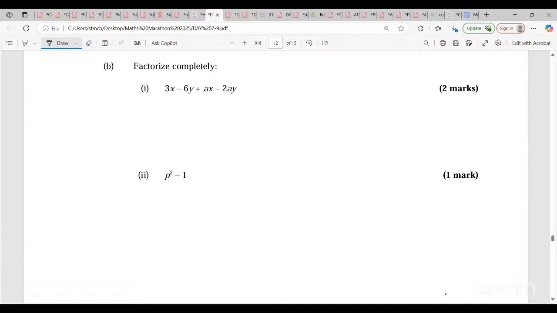So factorize this one. 3x minus 6y plus ax minus 2ay. I think we did the other part, but I don't think we did this part. Factorize that one, guys.